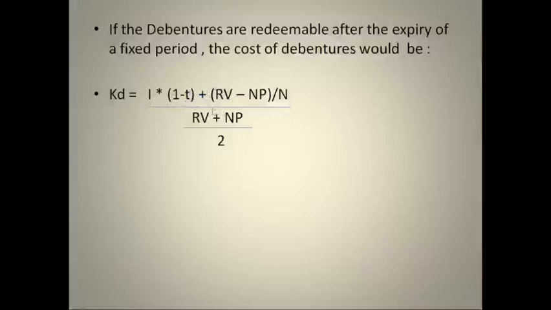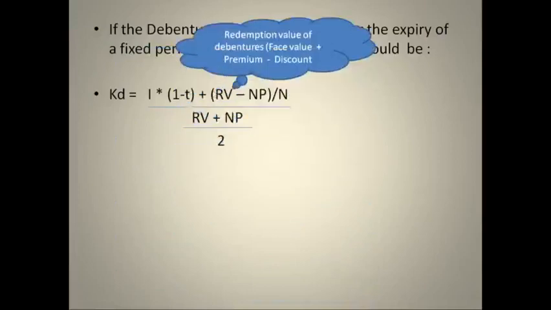We need to understand how to find out the redemption value. So let's move ahead and understand how to do it. In order to find the redemption value, we will just add this face value either by premium or subtract this face value by discount. I used the word or. This is the turning point of the question.